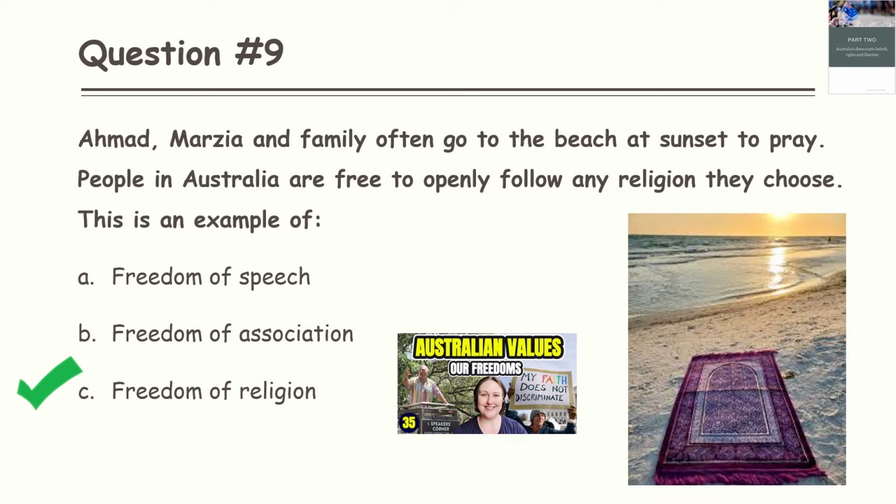People in Australia are free to follow any religion they choose. The government treats all citizens equally, whatever their religion or beliefs. This is an example of C. Freedom of religion.